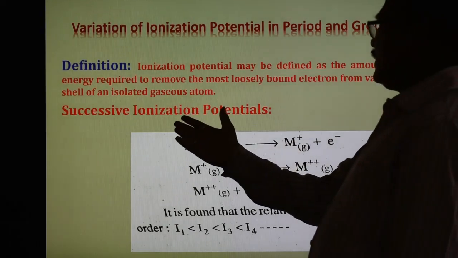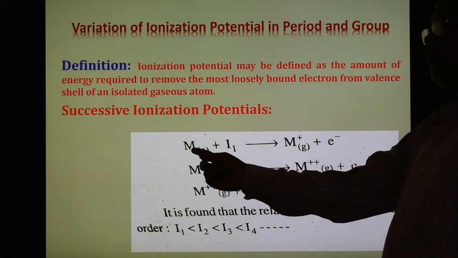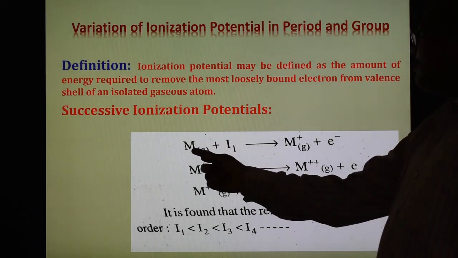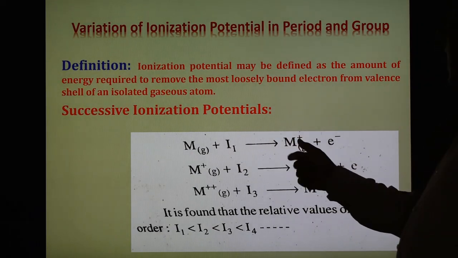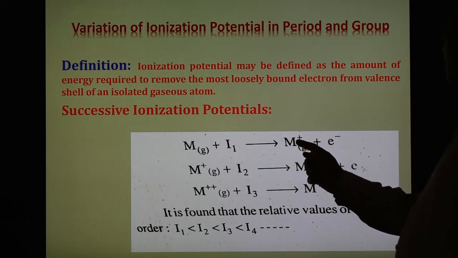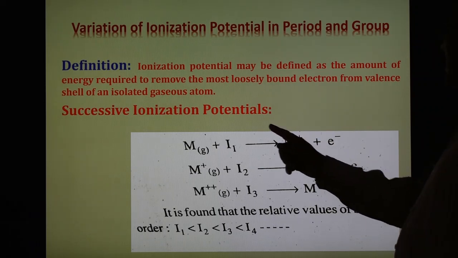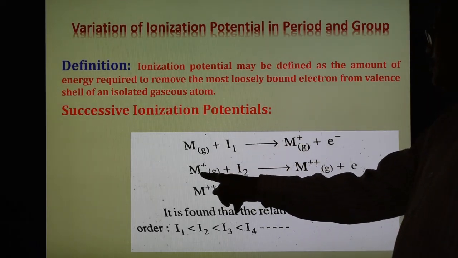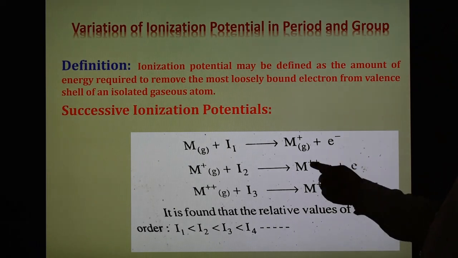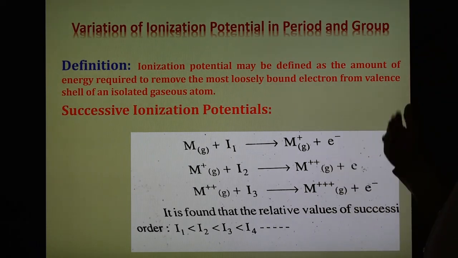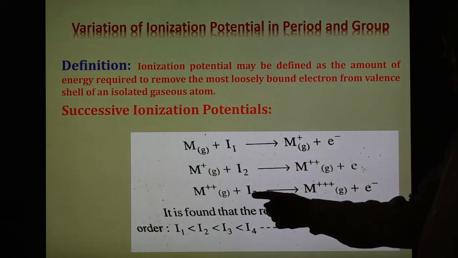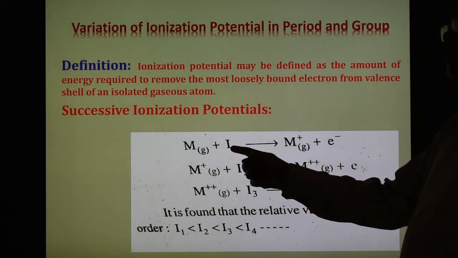Now there is successive ionization potential. Here M is a gaseous metal, and I1 is the first ionization potential. This is the amount of energy required to remove an electron from this metal. One electron is removed, therefore the charge is 1 plus, so M+ is formed, and the energy required is I1. This is called the first ionization potential. From M+, again 1 electron is removed, and the total charge is now plus 2, and then from M2+ 1 electron is removed and M3+ is formed. This is the energy I2, this is I3.